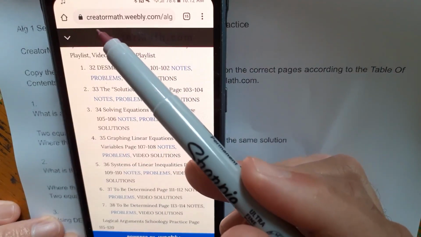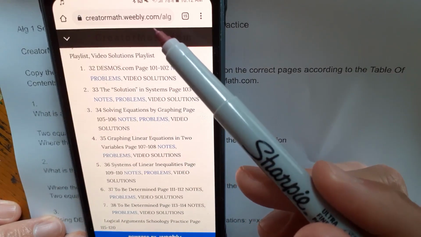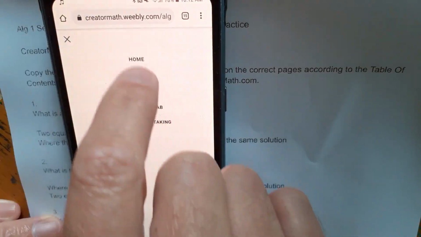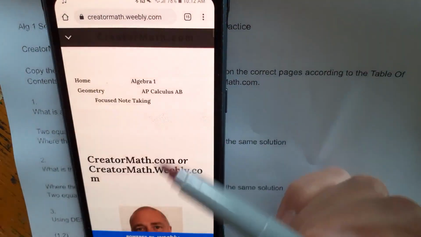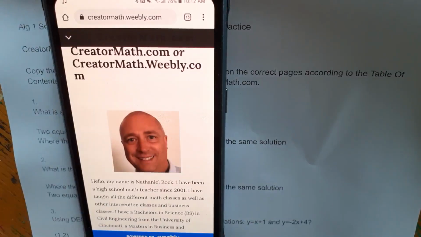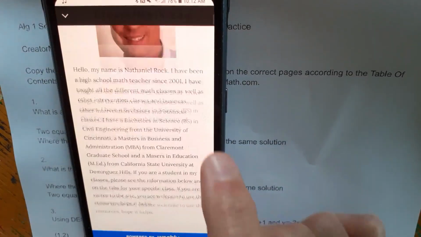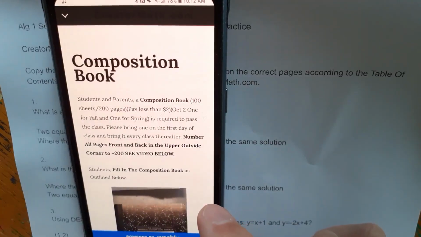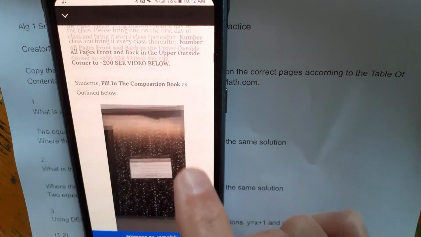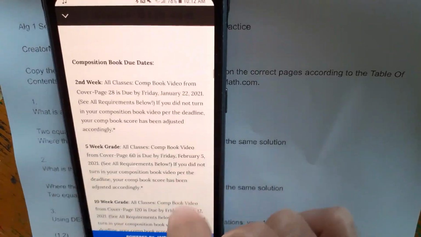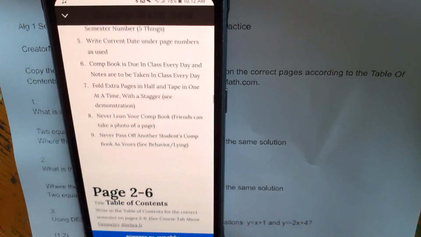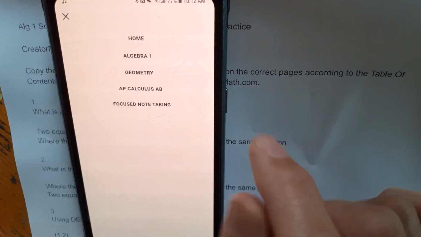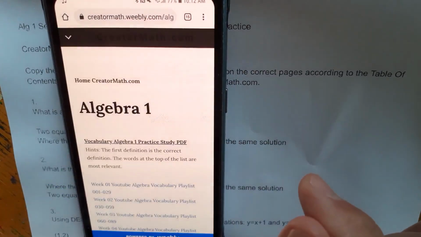So here's the actual website name, creatormath.weebly.com. You're going to type that into Google, and hopefully you can get to this home page. It looks like this. If you have any questions on your composition book, please scroll down to this home page, where it says composition book, and follow these directions. Watch all these videos, follow these turn-in dates, put things where they belong, and put the notes on. There's no reason you shouldn't have a 90 to 100% on that comp book.